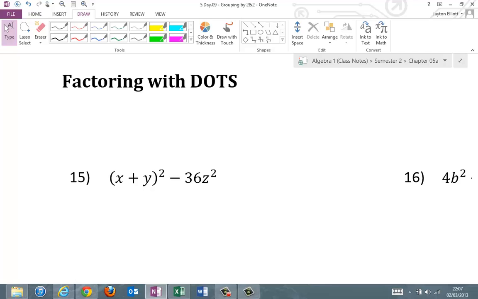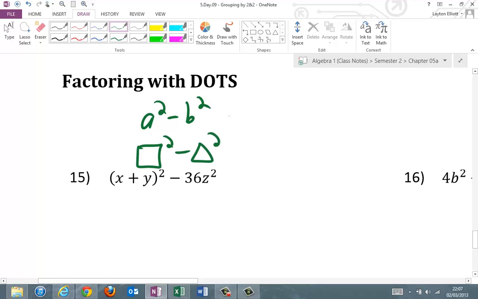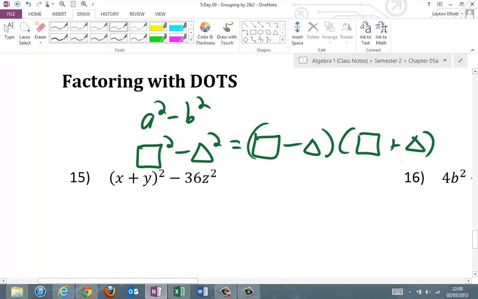Now, we're going to practice one more time with the harder difference of 2 squares. This is still a squared minus b squared, or I'd like to think about it as box squared minus triangle squared equaling box minus triangle and box plus triangle. Remember that if I look at 15, this is actually now 2-term factoring. If I go back up to the very top, this is one of the 2 terms. This isn't 4-term like before. It looks like 4-term or 3-term, but it's not. It's 2-term. Here's one term and here's another, and they're perfect squares.